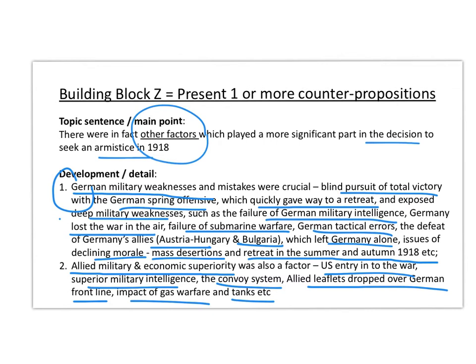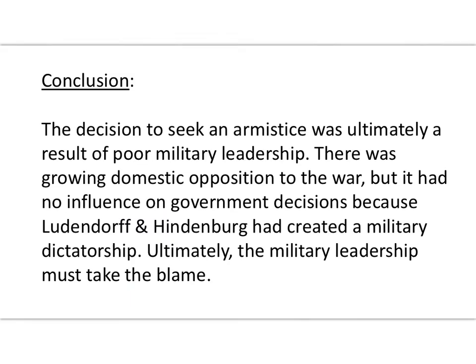So you're saying it wasn't just about domestic opposition, it wasn't just about problems on the home front. There were genuine military reasons why Germany sought an armistice. So you're presenting an alternative proposition. And you then get to your conclusion, and that's where hopefully you've sowed seeds throughout your answer, beginning with the introduction, so that by the time the examiner gets to your conclusion, the examiner pretty much knows what your conclusion is going to be. A weak A-level essay, the examiner doesn't really know what your conclusion is going to be until they get to it. And that's often a sign of the fact that the candidate themselves didn't know what the conclusion was going to be until they got to it.